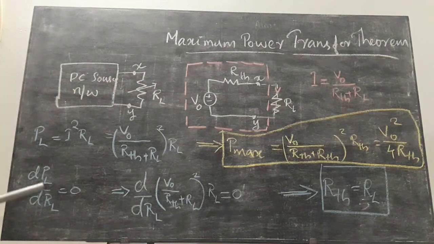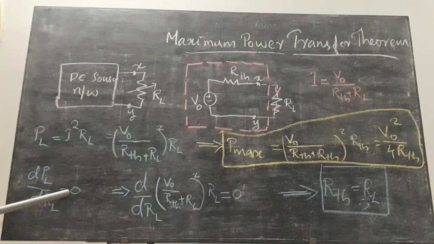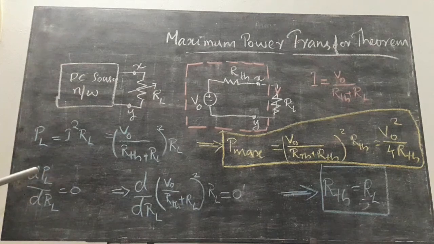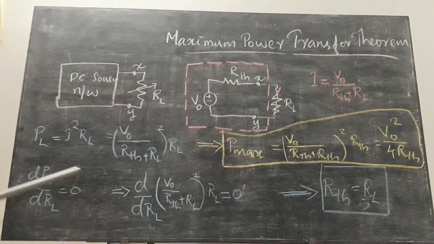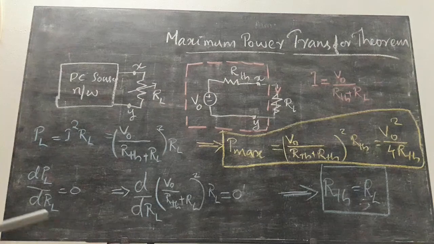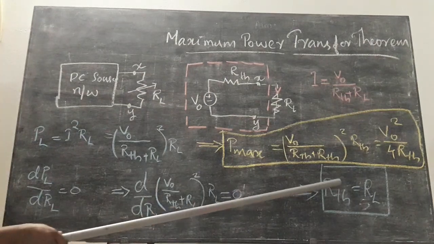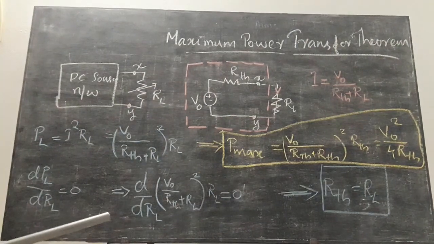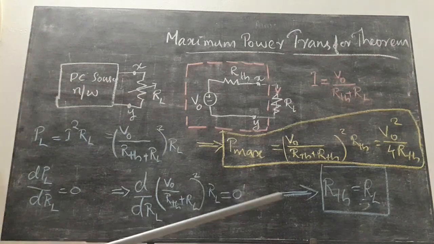So to obtain maximum power delivered, we differentiate and equate to 0. We differentiate the power with respect to resistance. After substituting this PL value here and differentiating, we obtain RTH is equal to RL. This is a very important result.